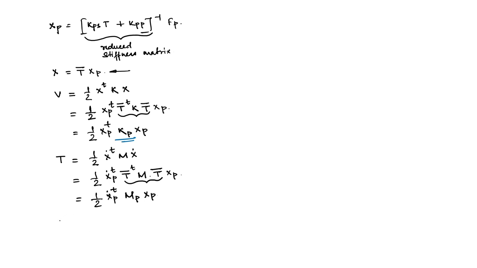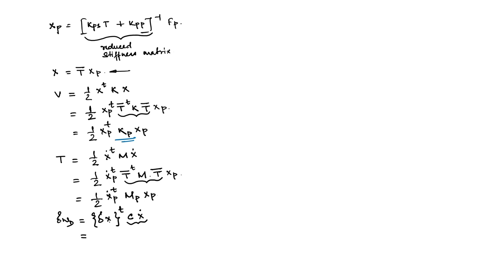Similarly, we can also find out the equivalent damping matrix, and for that we consider again the virtual work done. So we have delta x transpose C times x dot. This is basically the damping force multiplied by the virtual displacement.